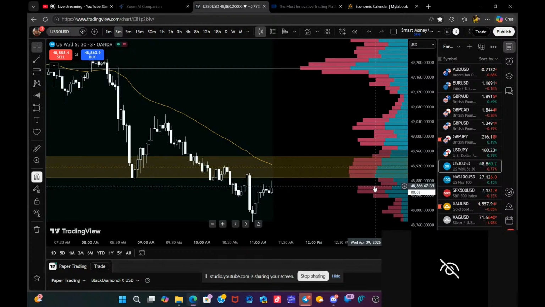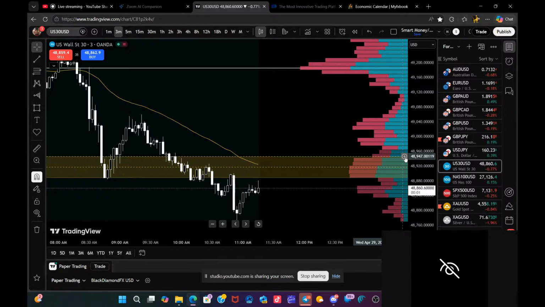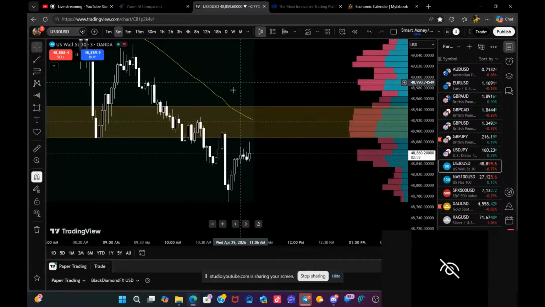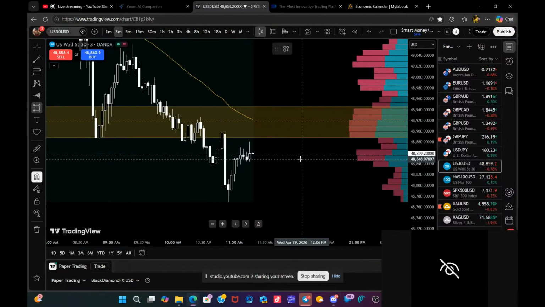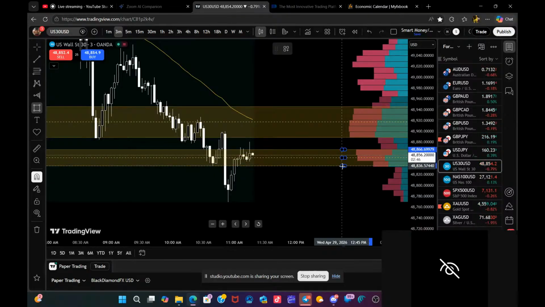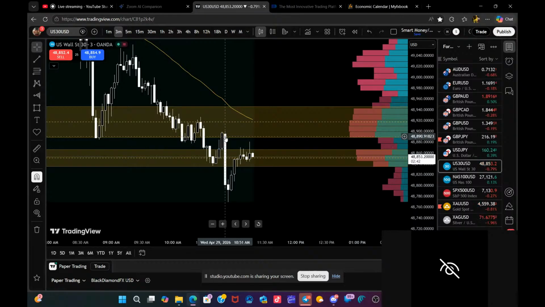Look at what we got. High volume node. Remember I was saying the high volume node on the other one, and we may get a move up and then drop. This is similar to what I'm talking about. See, we got a high volume node right here, and we got low volume into an order block.